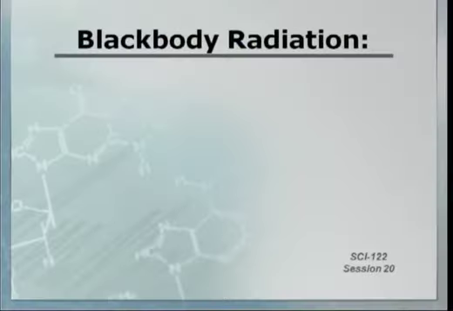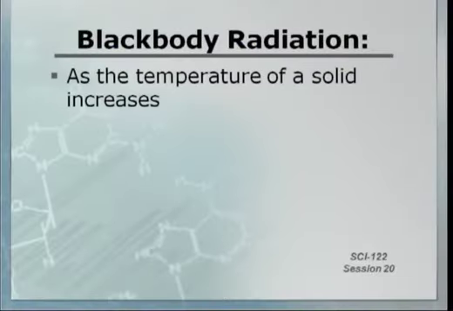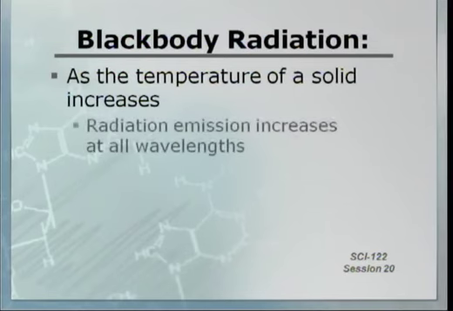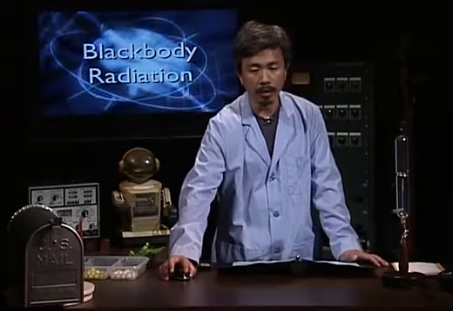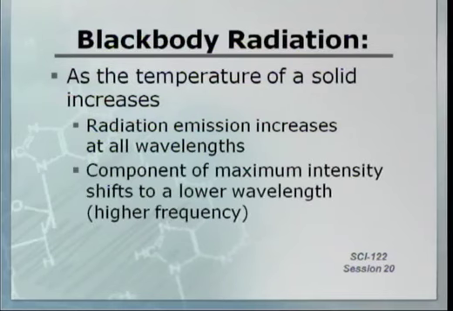Well, what you find is this. As the temperature of a solid increases, as we heat up an object, it will radiate in such a way that radiation emission will also increase at all wavelengths. That means it will give off more and more different energies of radiation. So all the different wavelengths, different energies of radiation will be given off. More of it will be coming out. Furthermore, you'll find that the component of maximum intensity will shift to a lower wavelength or higher frequency, higher energy range. Now, just the words themselves will be kind of confusing. So let's go ahead and try to visualize what this means.